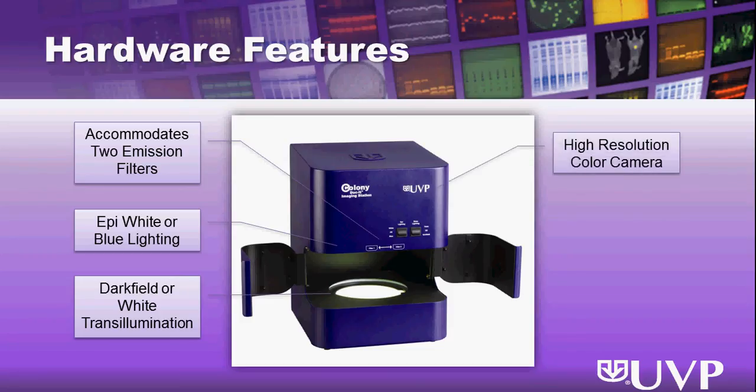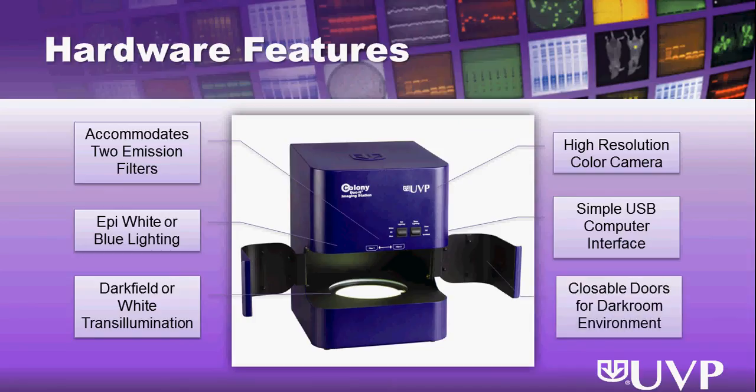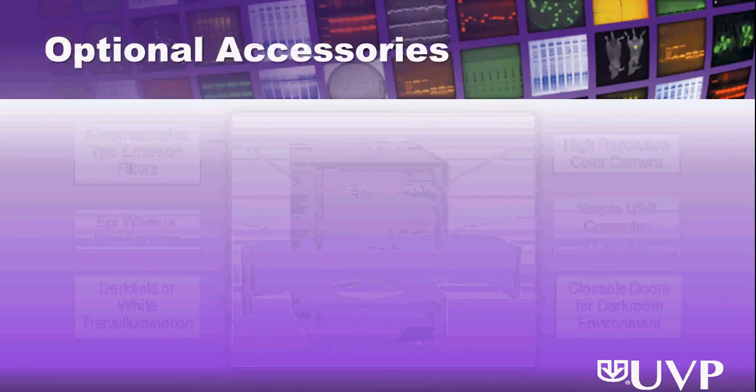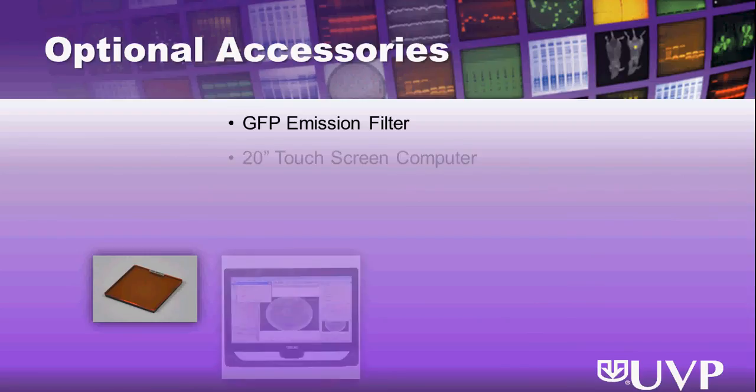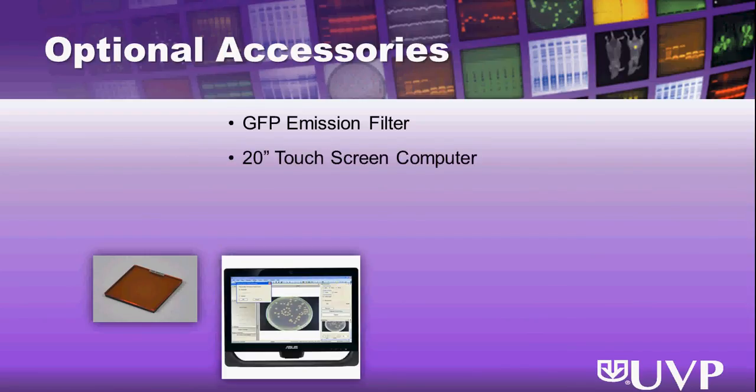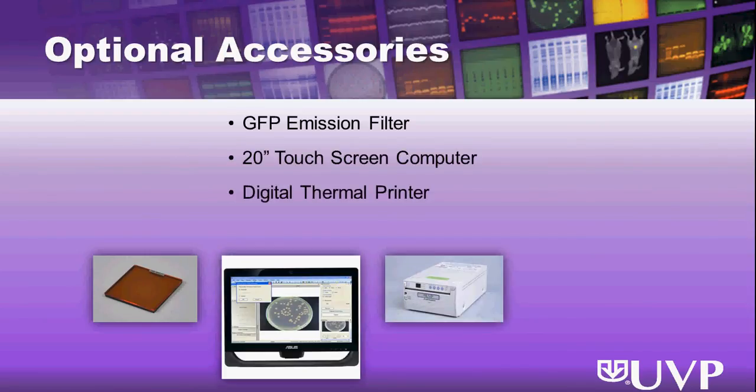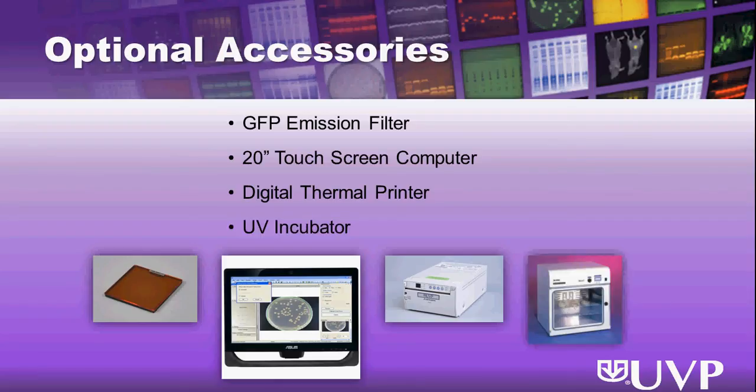Again, the ColonyDoc-It integrates a high-resolution color camera. The system utilizes a simple USB computer interface for easy system setup and operation. And again, the closable doors create a darkroom environment within the system. Some of the optional accessories for the ColonyDoc-It include a GFP emission filter, a 20-inch touchscreen computer, a digital thermal printer, or UVP's UV incubator.